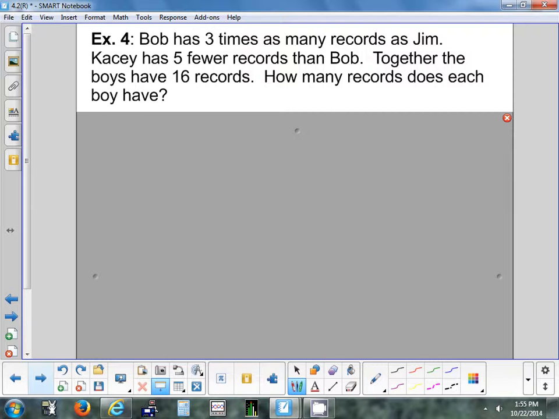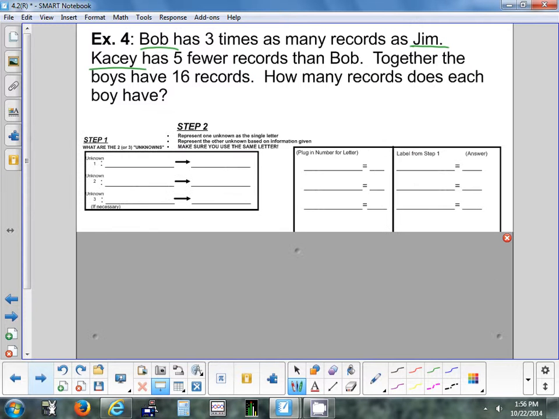Okay, first thing I want to do, let's just read through it, make sure we understand what they're asking. Bob has 3 times as many records as Jim. So Bob, Casey, Jim. We have 3 things here. How many unknowns do we have to identify? 3. This time you're going to use that 3rd line. Let's start by writing in those names.